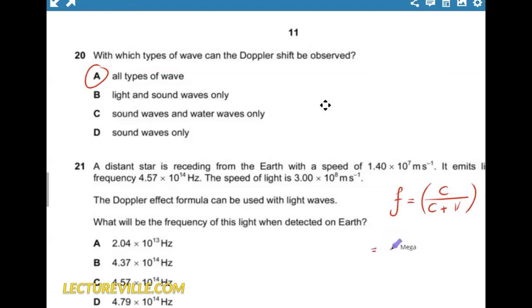So the speed of light is 3 into 10 to the power 8, divided by 3 into 10 to the power 8 plus 1.4 into 10 to the power 7, multiplied by the original frequency produced, that is 4.57 into 10 to the power 14. So it will be 3 into 10 to the power 8 divided by 3.14 into 10 to the power 8, into 4.57 into 10 to the power 14.